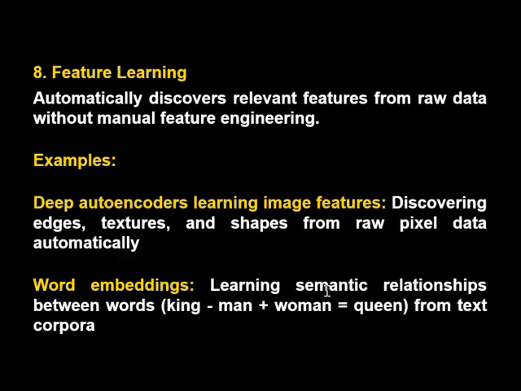Here, instead of manually engineering features, unsupervised learning extracts features directly from raw data, which is especially useful in deep learning algorithms, where it will try to extract from image and its related edges, textures, and shapes from raw pixel data automatically. And the examples, autoencoders learn edges and textures from images. Word embeddings capture semantic relationships between the words.